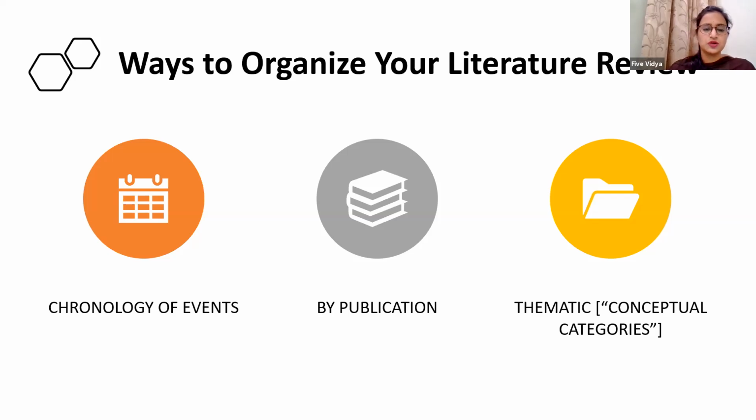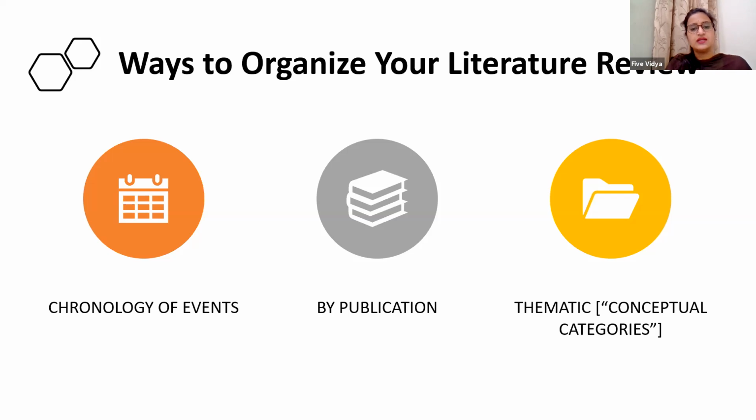Now, the first one, chronology of events, as the name suggests, is the manner in which the events were happening; the order in which the events happened, you can mention in the same order. Let's say if you're talking about some historical studies, as per the years, how the research has evolved over the number of years, you can mention in the same chronology.